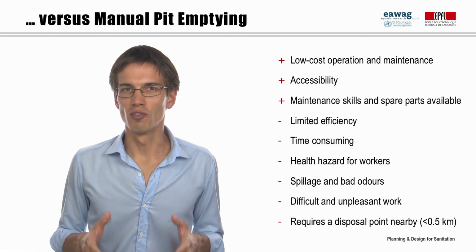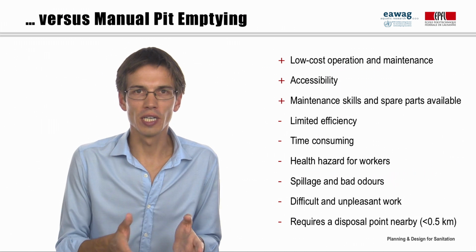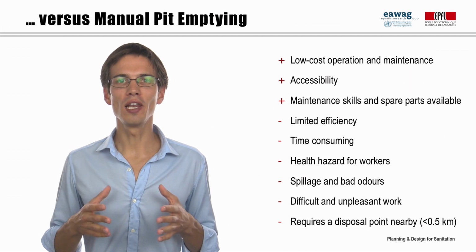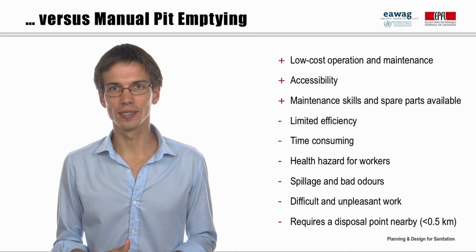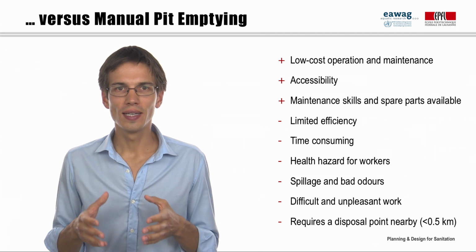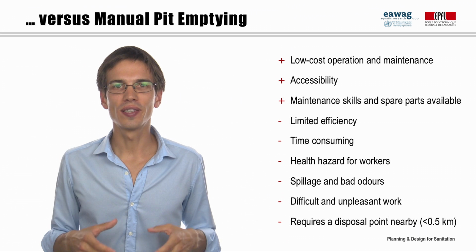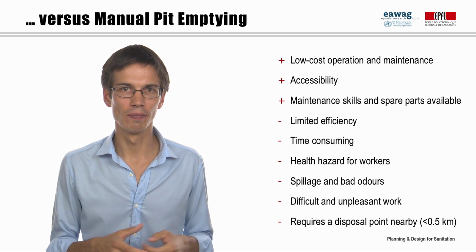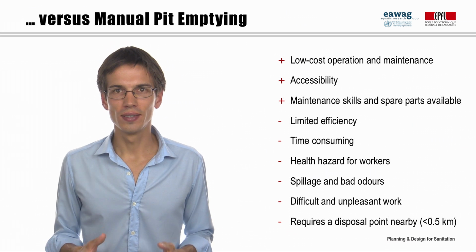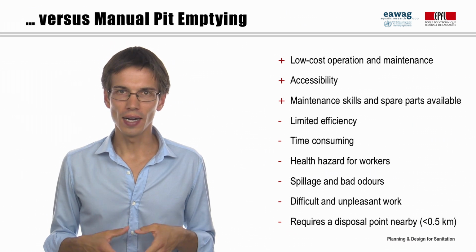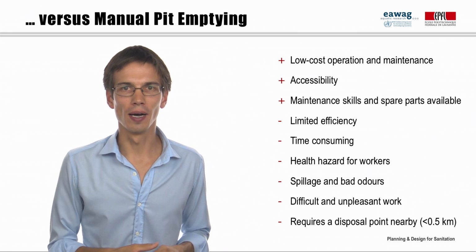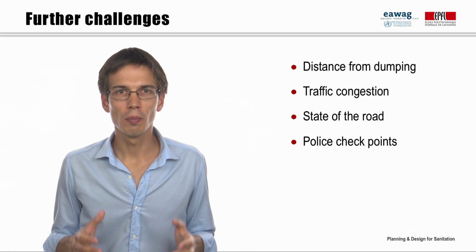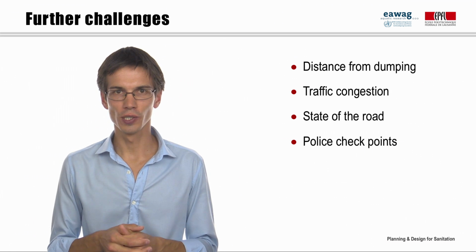The main advantages of manual emptying are low operation and maintenance costs, the possibility to access every pit, and the availability of maintenance skills and spare parts. However, it has a limited efficiency and is a time-consuming activity, and it implies health hazards when not done properly. As said before, it is tough work. Besides, it requires a disposal point nearby, within 500 meters. In both cases, proper disposal of the sludge is a challenge.